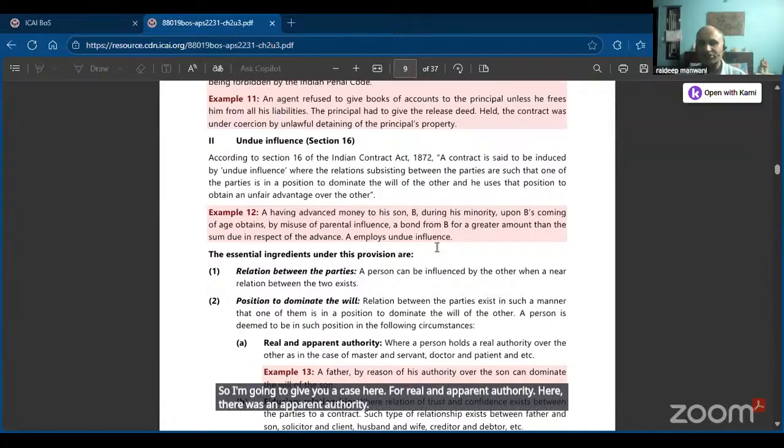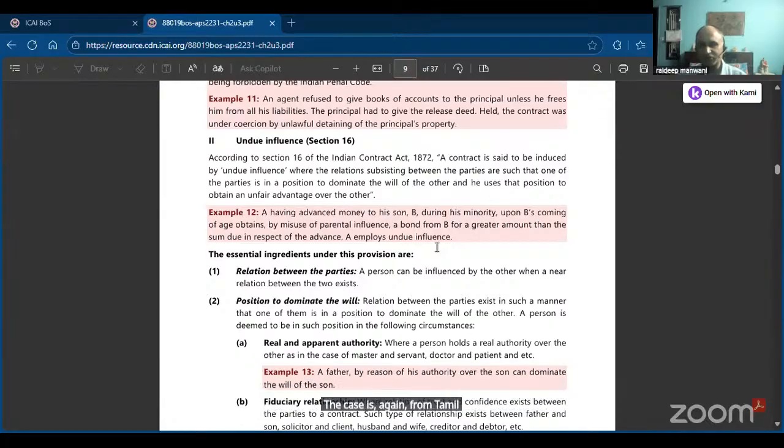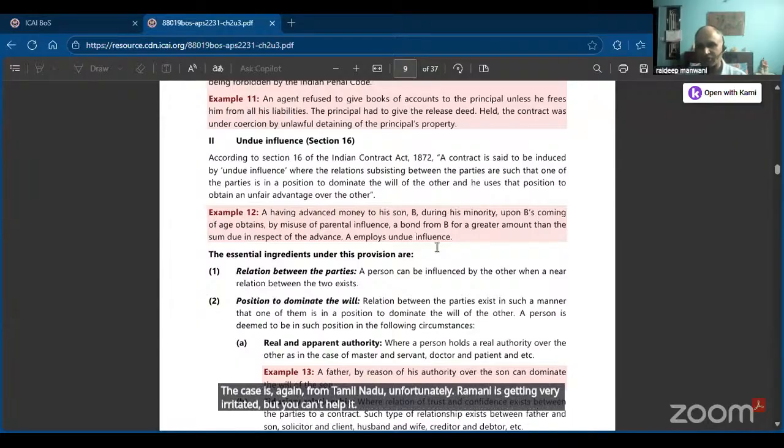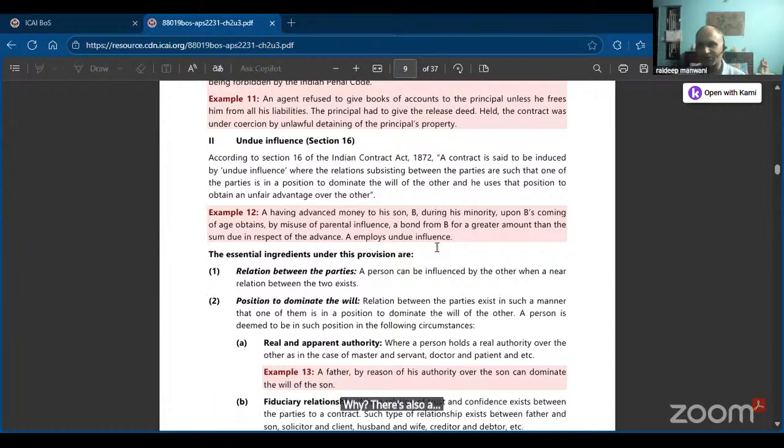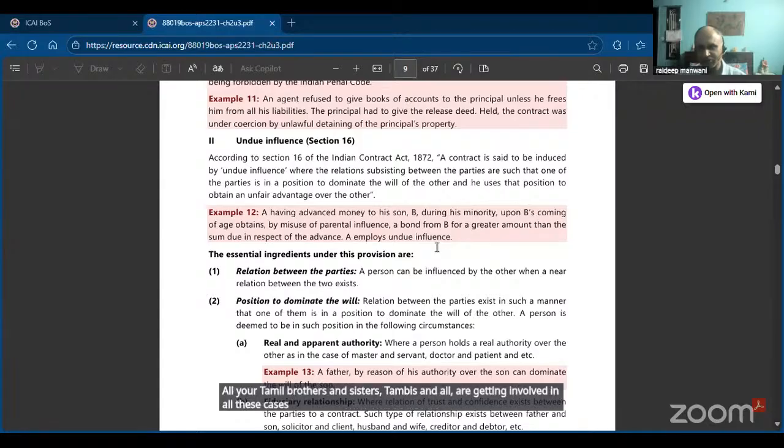The case is again from Tamil Nadu, unfortunately. Ramani is getting very irritated, but you can't help it. Also all your Tamil brothers and sisters, Thambis and all are getting involved in all these cases.